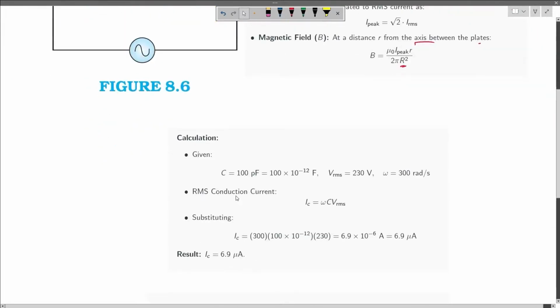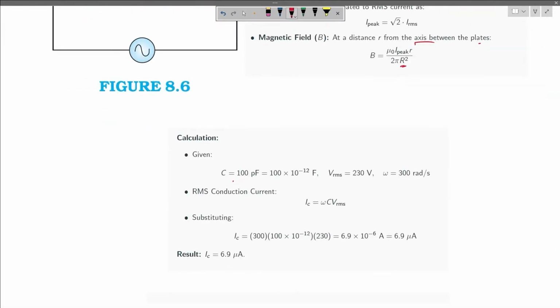Let's calculate the conduction current. We are given the capacitance, that is 100 picofarad, and V RMS is 230 volt, and omega, the angular frequency, is 300 radians per second. So the RMS current would be I_C equals omega C V RMS. Substituting in this formula, we get a value of 6.9 microampere. So the conduction current is equal to 6.9 microampere.